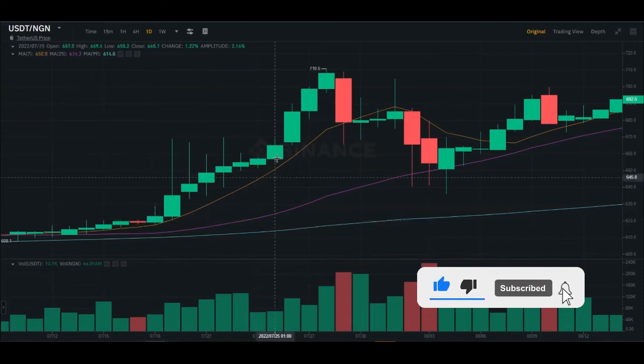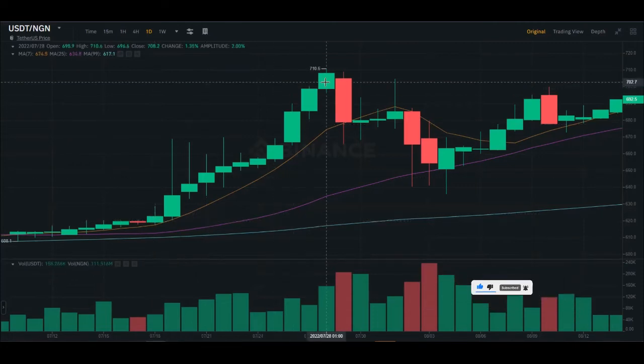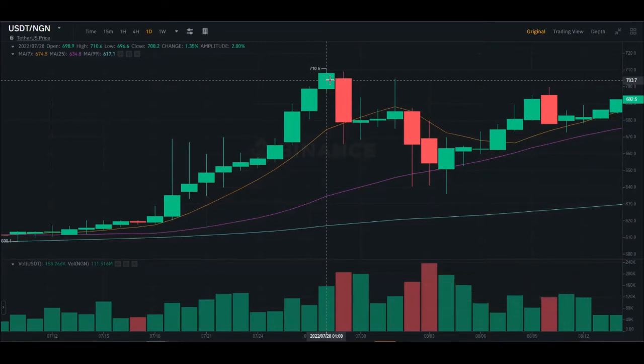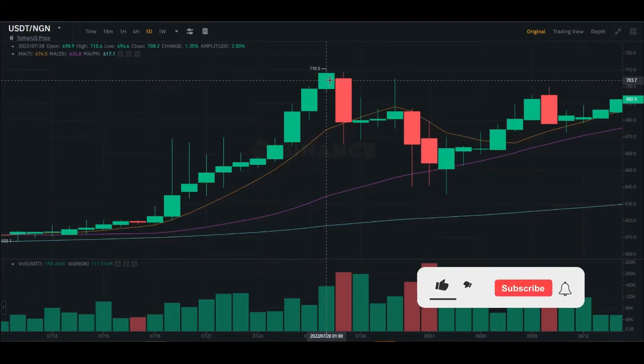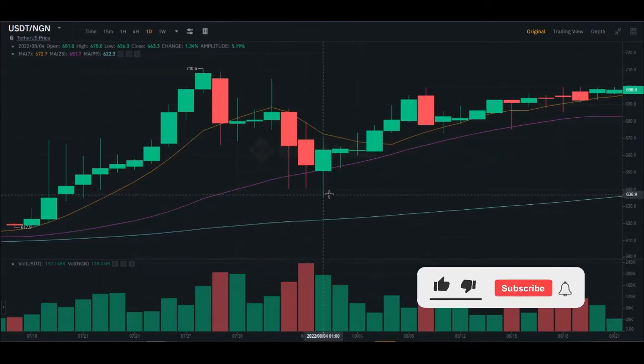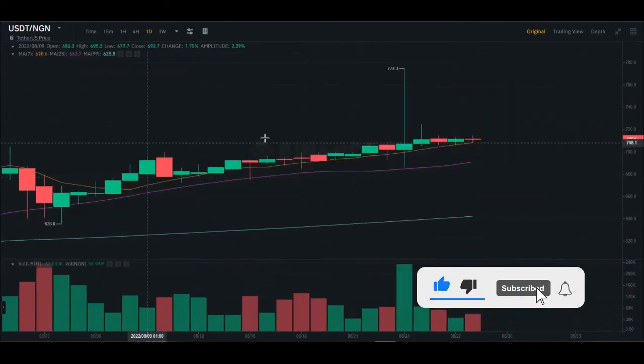From the 18th of July on, this one is the 28th of July. So from the 18th to the 28th, that is around 10 or 11 days difference. BUSD or USDT rose from just 620 Naira to around 710 Naira, as you can see here. And then here again, it drops down to around 636, and then it rose up again after a few days.